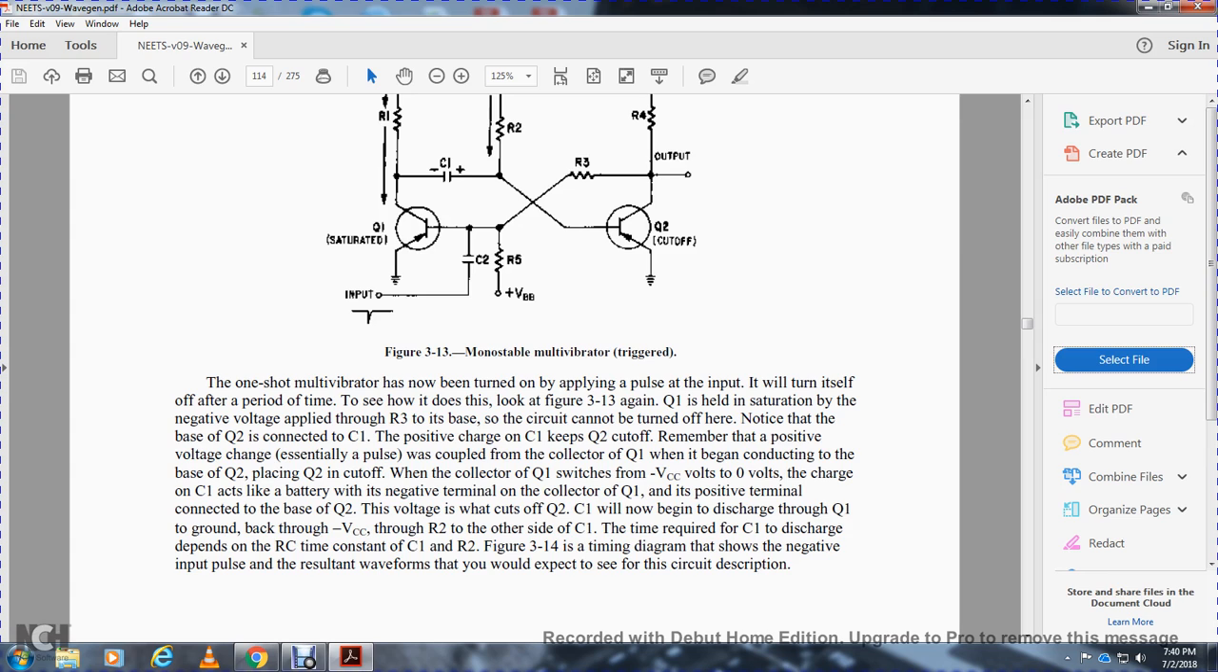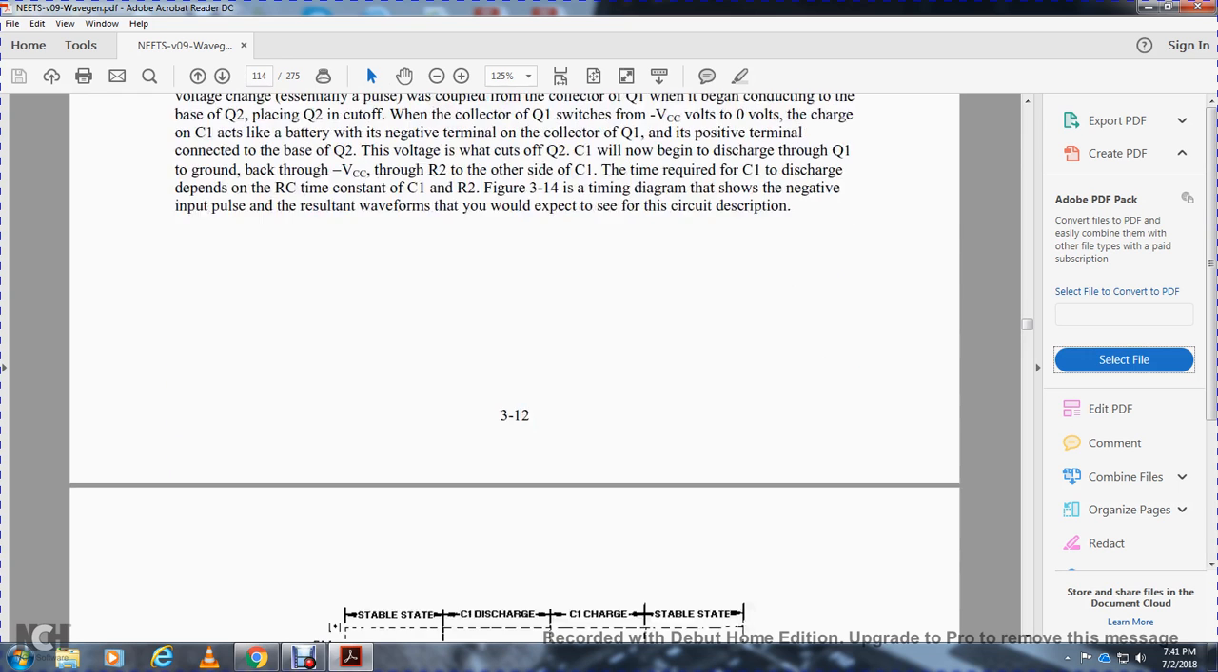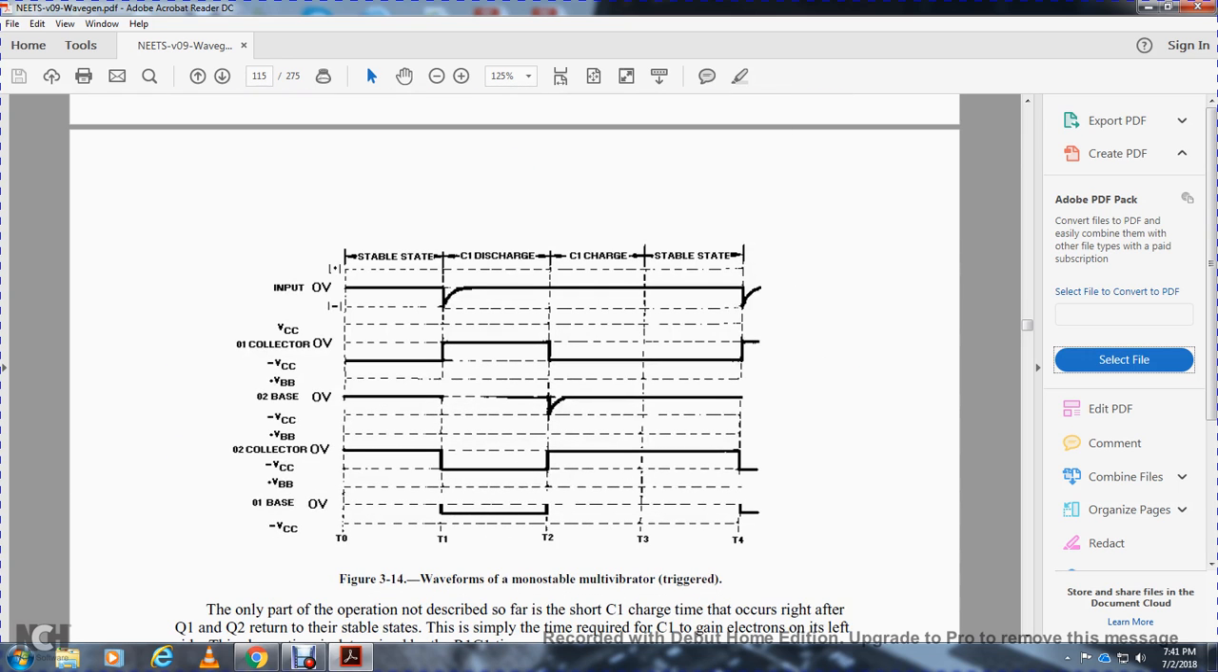The time required for capacitor 1 to discharge depends on the RC time constant of capacitor 1 and resistor 2. The timing diagram in figure 314 shows the negative input pulse and the resultant waveforms you would expect from the circuit description. Figure 314 shows the waveforms of the monostable multivibrator triggered.